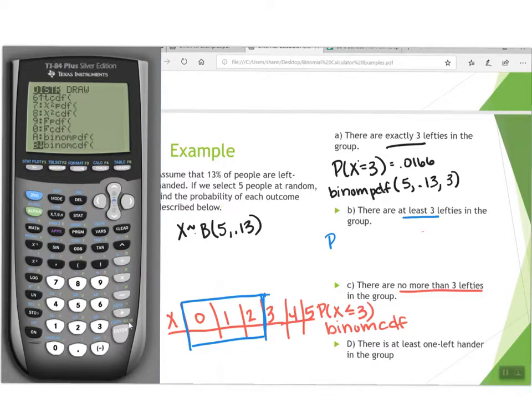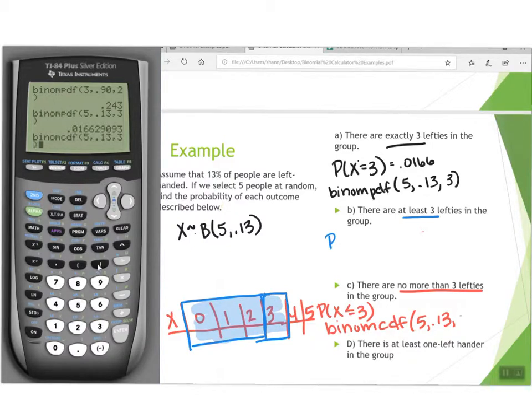So binomial CDF, and you can use the letters A or B if you want to. Press enter. And we're going to calculate up to 3 successes. The first thing, number of trials, is 5, comma, 0.13, comma. And this time I want at most 3 successes. This is what the calculator is going to calculate.